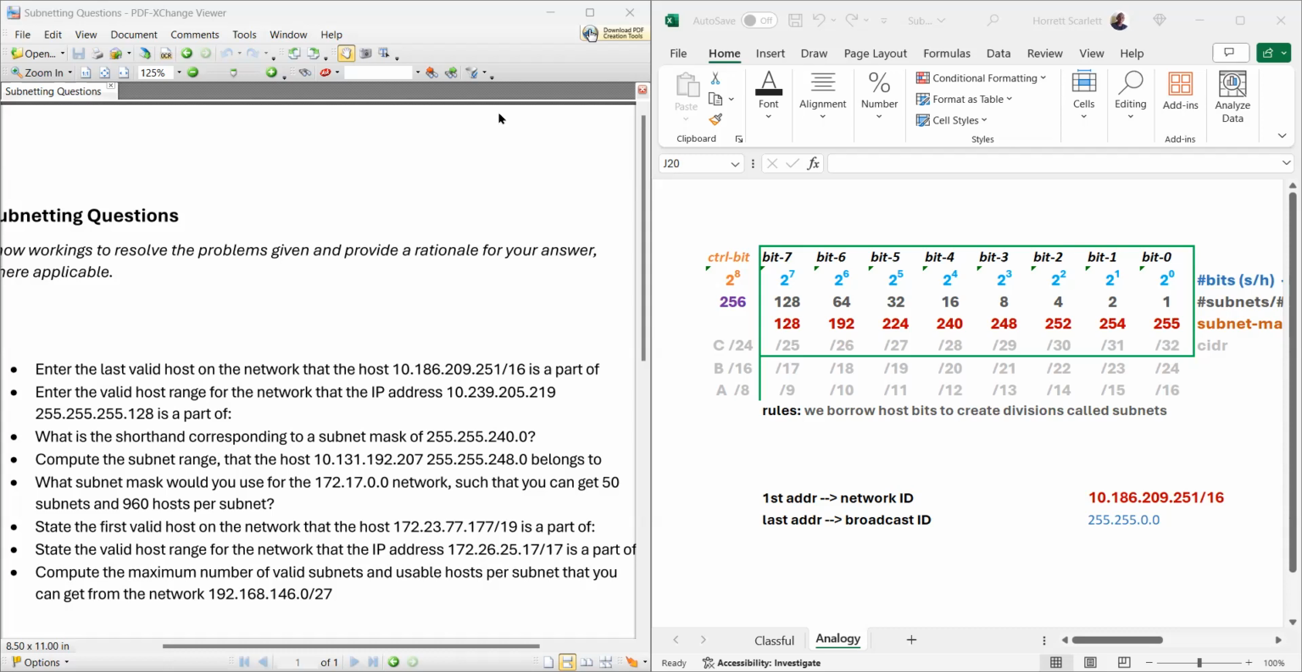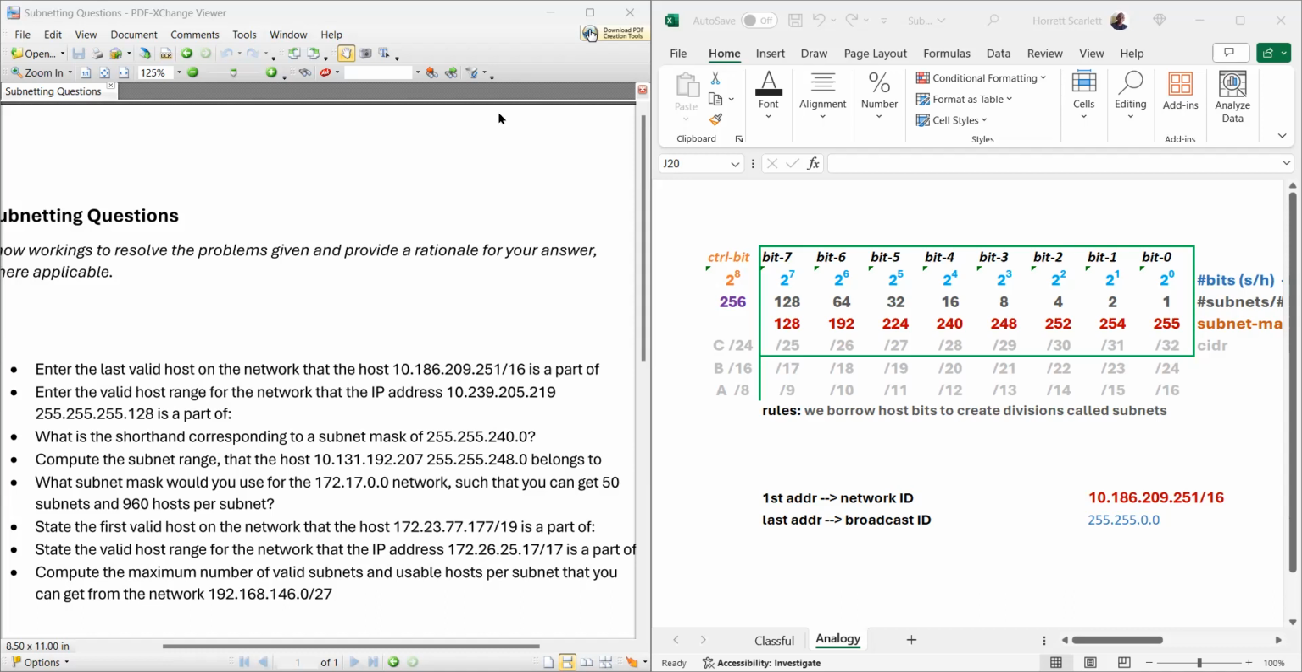So I'm going back to the original question. We have a class A IP address, which means that by default, we're using /8. I think you will all agree with that, right? Yes, sir. That was said earlier.